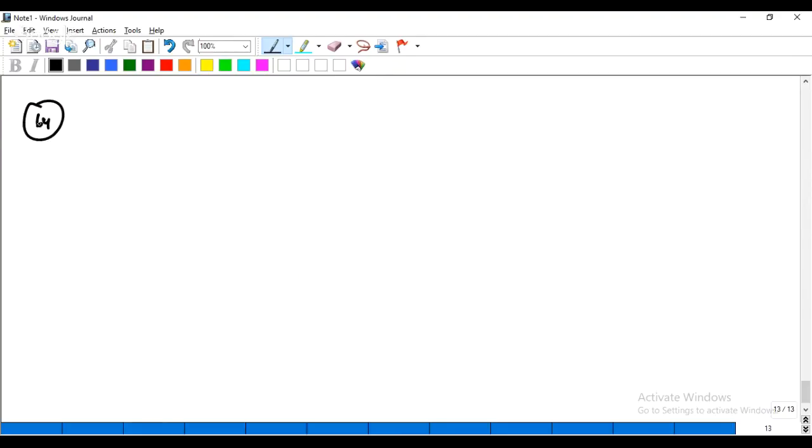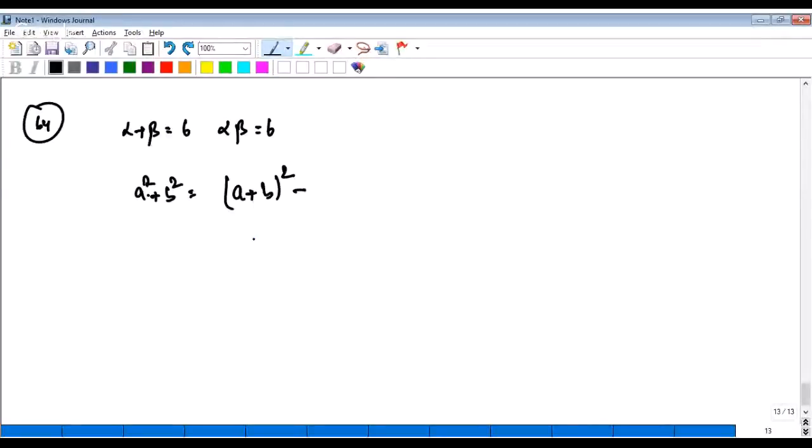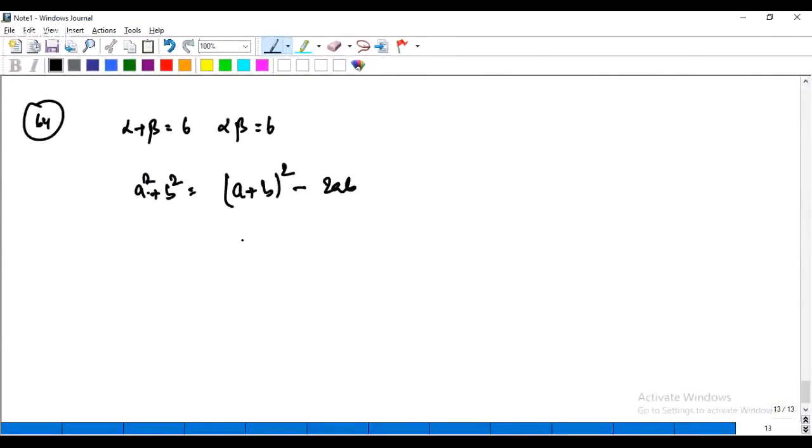64. The roots of the equation are a and b. Sum of roots is given as 6. Product of roots is given as 6. If you want a square plus b square, it is simply (a plus b) whole square minus 2ab. So (a plus b) whole square minus 2ab means 36 minus 12, which is equal to 24.